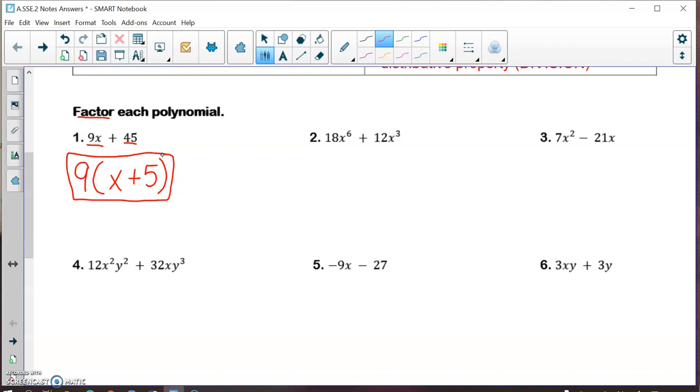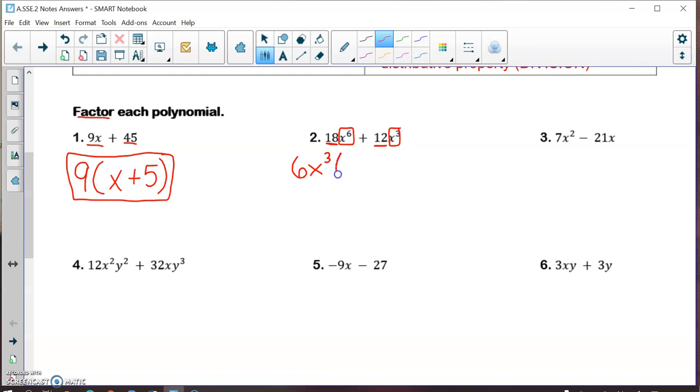All right, number 2 is a little bit different, because this time we are going to look at our numbers between an 18 and a 12. What is the common factor between them? What's the largest number that they're both divisible by? That is a 6. And now we need to be careful on this one because now I have common variables. In the first term, I have 6 x's. In the second term, I have 3 x's. So I must take out a certain number of x's, and since both of them have at least 3 x's, I'm going to take 3 x's out, so an x cubed.